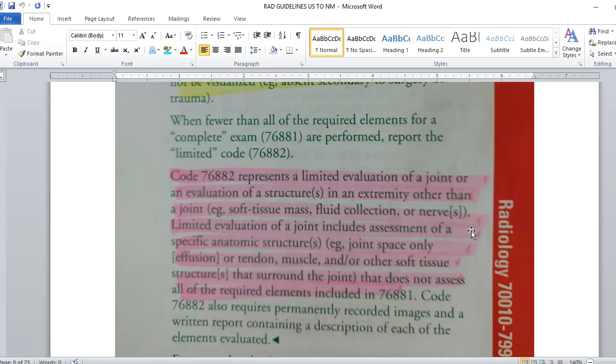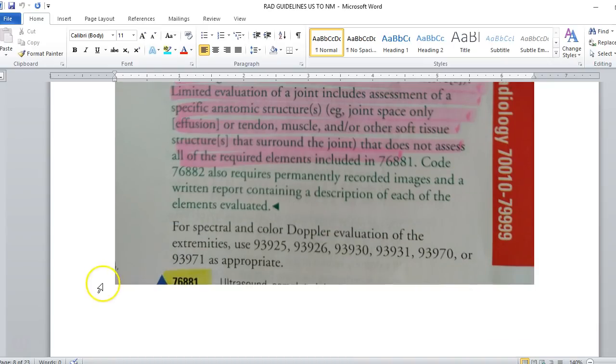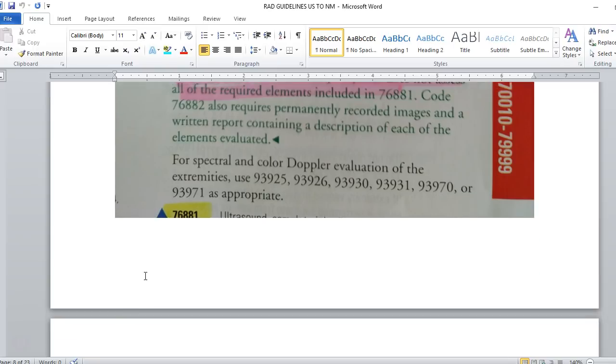Now, code 76882 is a limited evaluation of the joint structures. Again, this is, you know, like a soft tissue mass or fluid collection, or limited to one of the parts of the joint, okay? So again, this is one or more, but not all of the images that we would take for 76881. So that's the thing to keep in mind. You can see down here, this is also revised because again, it now includes the periarticular structures as well as the stress imaging.